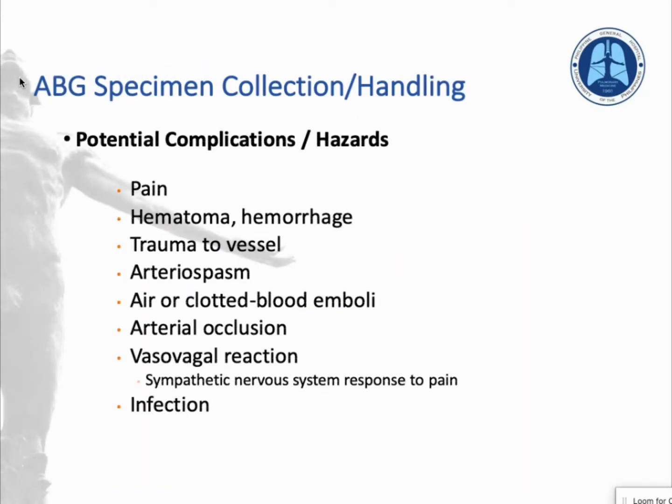The following are the potential complications or hazards in ABG specimen collection: pain, hematoma, hemorrhage, trauma to vessel, arteriospasm, air or clotted blood emboli, arterial occlusion, vasovagal reaction, and infection. I have here a short video clip to demonstrate ABG sampling or blood collection.